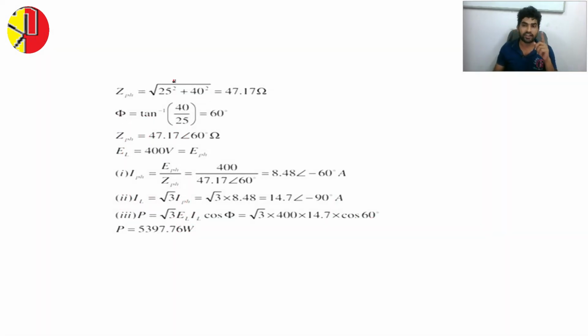Once again, we will cross check the answer. Z phase is equal to root of R square plus XL square. And phi, if you want to calculate, is tan inverse of XL by R, that is 60 degrees. Z phase is 47.17. VL is equal to V phase, I phase is equal to V phase by Z phase, and IL is equal to root 3 I phase, power is equal to root 3 VL IL cos phi. Finally, we got 5397 watts.